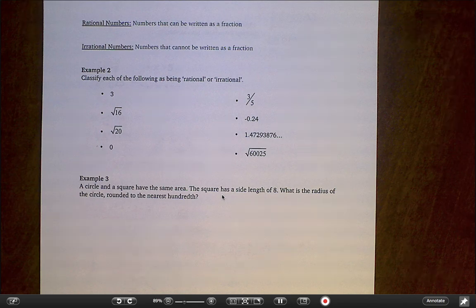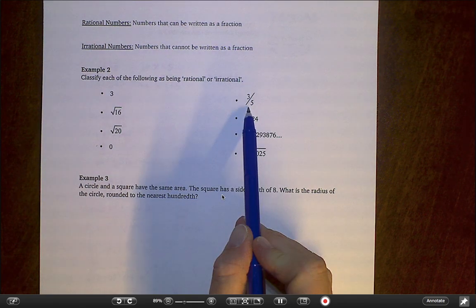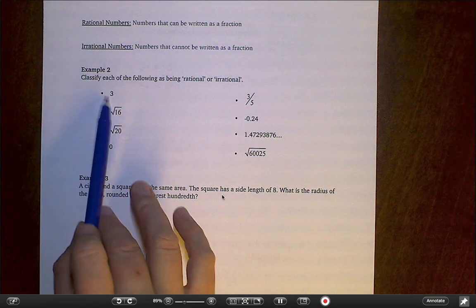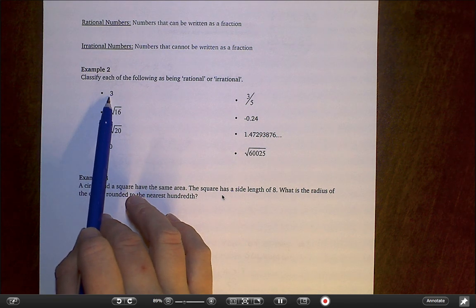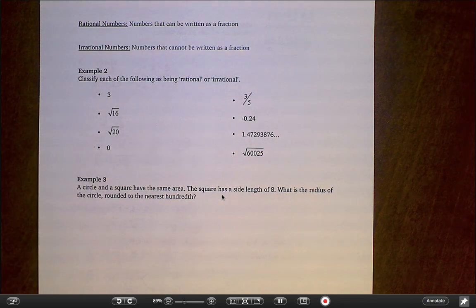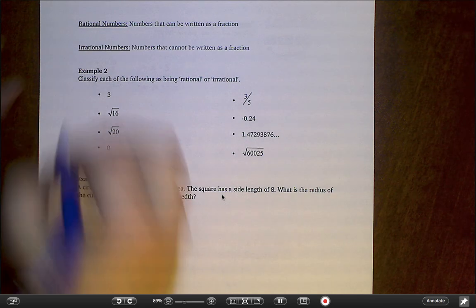So how do we know if something can be written as a fraction or not? I mean, if it's a fraction already, that's really easy, right? And if it's a whole number, we know we can write it as a fraction because we can put it over 1. Okay? The difference is going to come with the decimals. The decimals is where we're going to have to ask ourselves some questions about, is this rational or not?